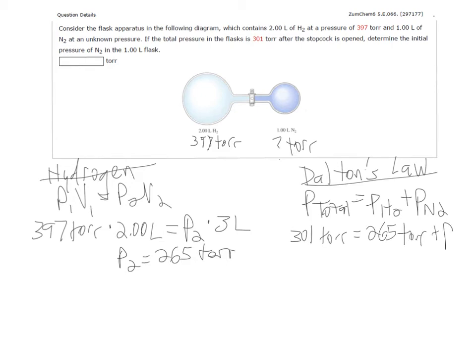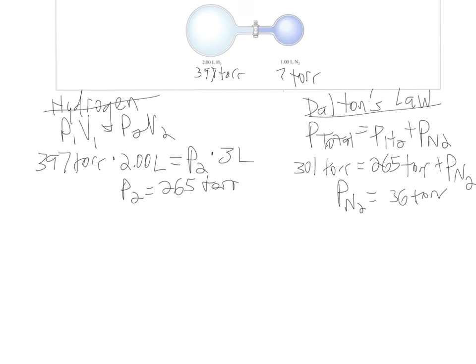It's the pressure due to nitrogen that we're after. Now that pressure, when we solve for it, is the pressure of the nitrogen after the stopcock is opened. In this case, it works out to be 36. So the 36 torr is the pressure due to nitrogen after having everything opened up.